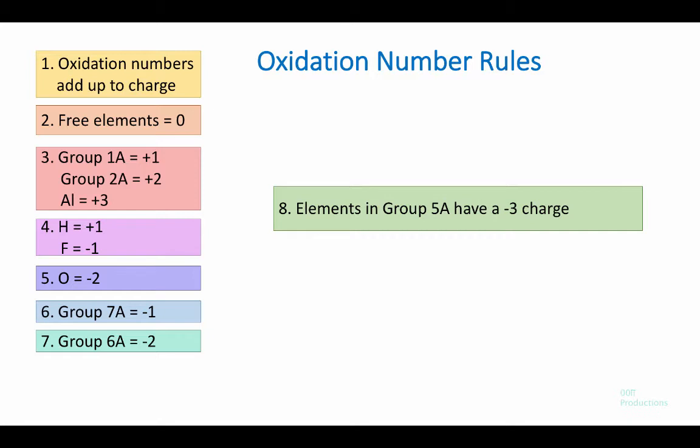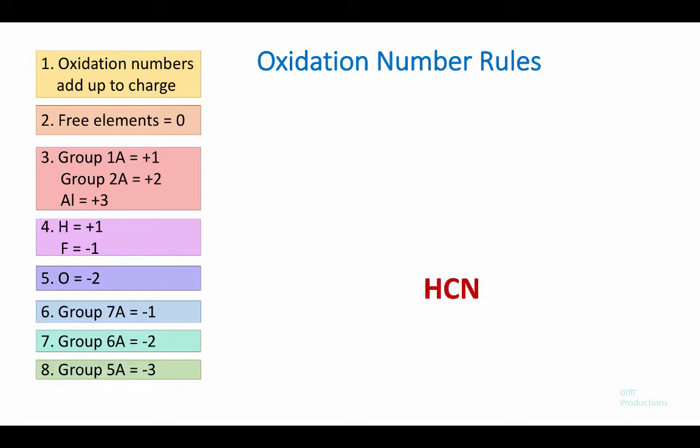Our last rule tells us that the elements in group 5A have a -3 charge. So for example, here's HCN, and you can see that even though this has 3 different elements, which we've never done before, it works just like it did when we have 2 elements. So we know that nitrogen has a -3 because nitrogen's a group 5A atom. And for rule 4, hydrogen must have a +1 charge. And then let's do our math. This is a neutral molecule. Everything adds up to 0. Hydrogen, carbon, nitrogen oxidation numbers must add up to 0. So +1 plus something plus -3 equals 0. Carbon must have a +2 charge.